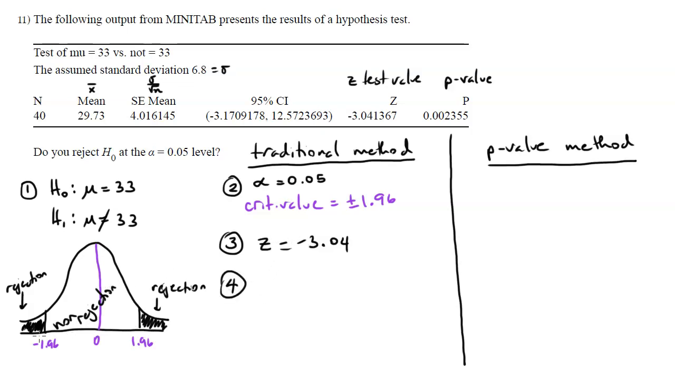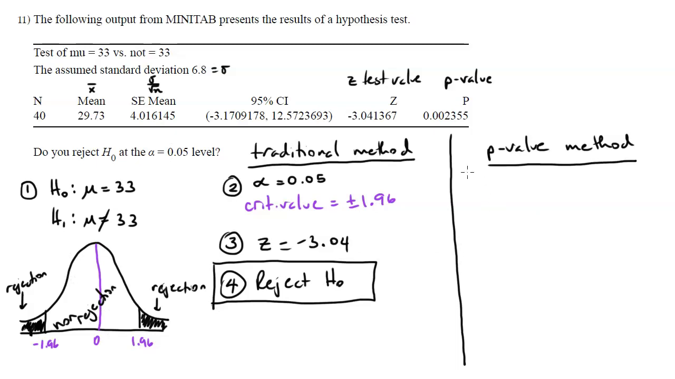So what's our decision? Negative 3.04 is definitely somewhere over here, right? It's in the rejection region. Thinking about this as a number line, it's not here. It's over there. So because it's in the rejection region, reject the null hypothesis. And that's the decision. That's the answer to the question. Do you reject H0? Yes, you reject H0. You reject the null hypothesis. That's the traditional method. Those are the steps involved.